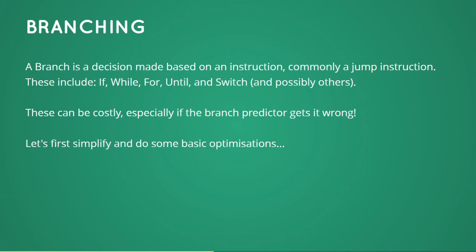A branch is a decision made based on an instruction, commonly a jump instruction. These include if, while, for, until, and switch, and many others depending on what you use. These can be costly, especially if the branch predictor gets it wrong. We can prevent this by doing basic optimizations.